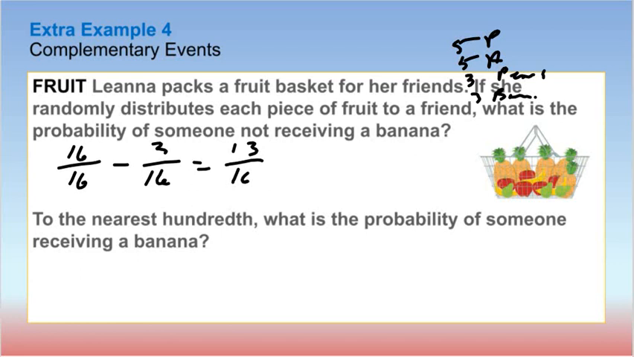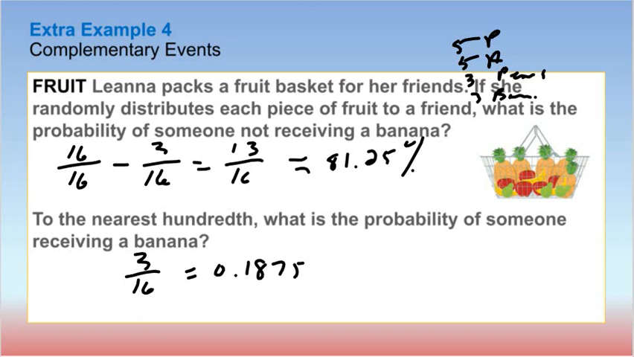13 divided by 16 times 100. This would be about 81.25%. Or you can keep it as 13/16. To the nearest hundredth, what is the probability of someone receiving a banana? So receiving a banana, that's 3 out of 16. 3 divided by 16 gives us 0.1875. To the nearest hundredth, that's 2 decimal places. The 7 tells you to round this 8 up. So this would be 0.19.